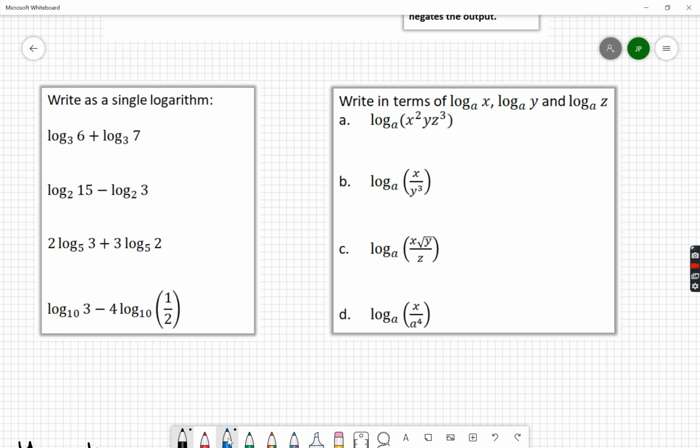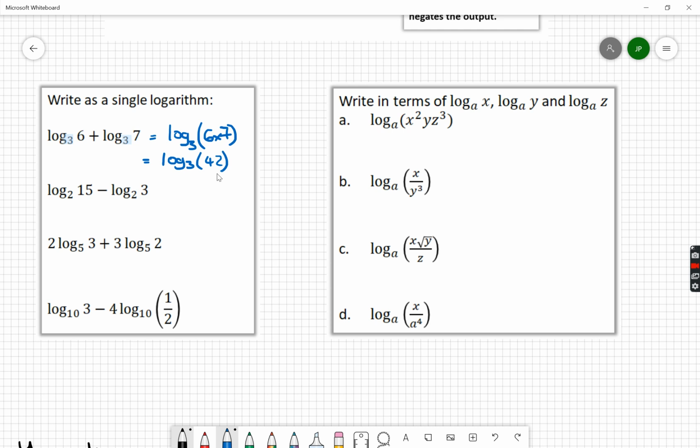So this first one, first of all, make sure you've got the same base. Most of the time in the work you will do, you will have the same base. So we've got the same base. So I'm adding. Now we should remember that when we're adding with logs, the couple is with multiplying. So this will become log base 3 of 6 times 7, which will give us log base 3 of 42.